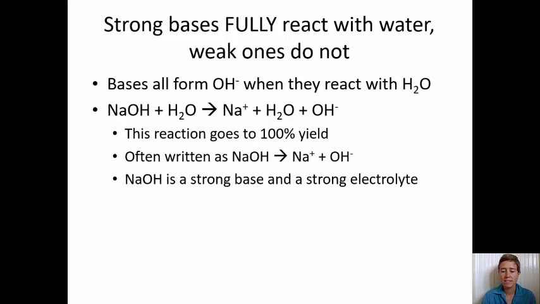NaOH is a strong base. It's therefore also a strong electrolyte, especially if you're just thinking of it almost like an ionic thing. Okay, it's a strong electrolyte.